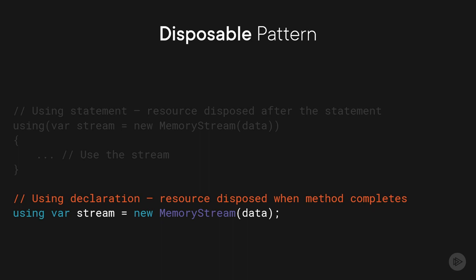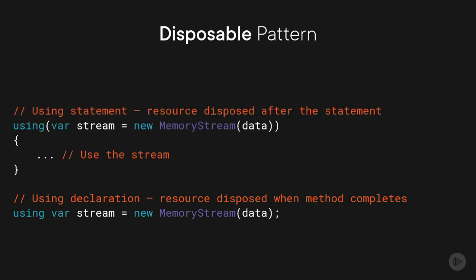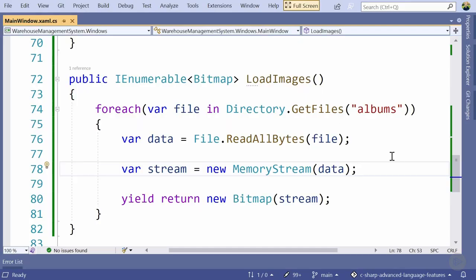The using declaration will ensure that the method Dispose is invoked when the method has completed. In our case, we have two resources that both implement IDisposable: the memory stream and the bitmap. The memory stream can be cleaned up right after we've used this to construct the bitmap. We can assume that the bitmap used the data that it needed to create its own internal structure. If we only dispose of the memory stream by adding a using declaration, it won't have much of an impact.